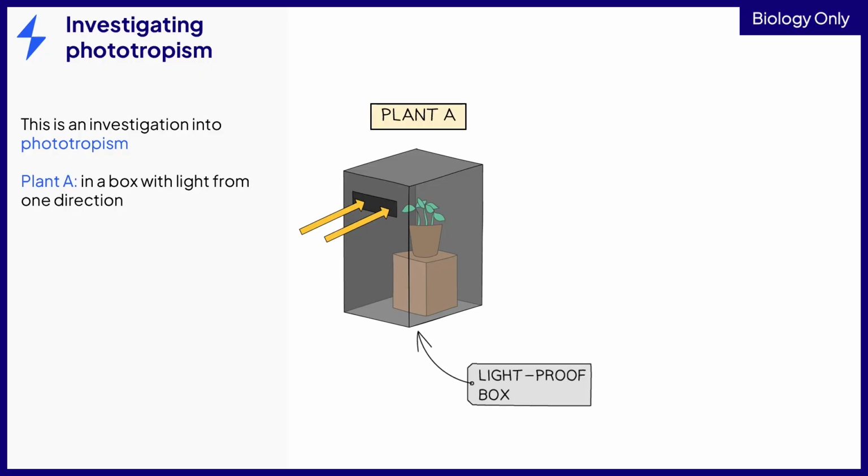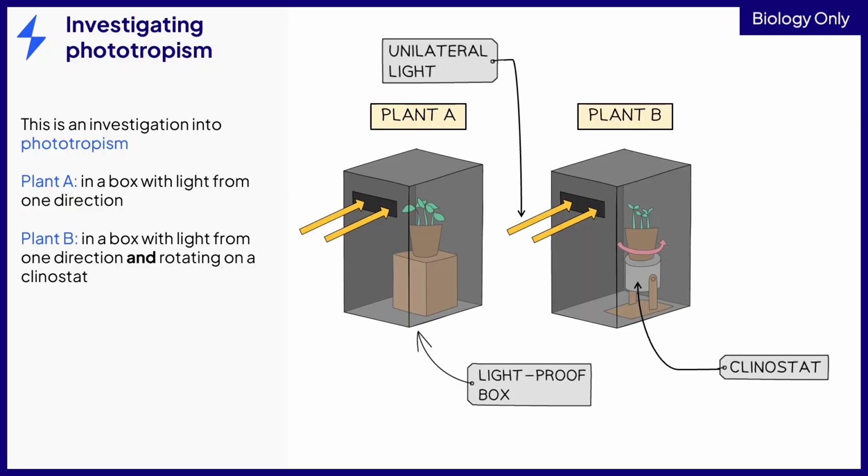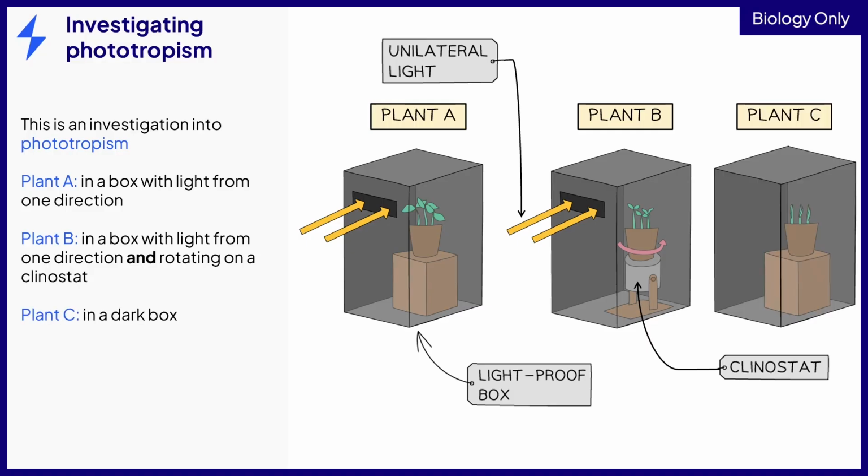We start with three identical plants set up in boxes. In the first of these boxes, a small slit is cut into one side, allowing light into the box from one direction. In the second box, the same slit is cut, but the plant is placed on a slowly rotating platform called a clinostat that causes different sides of the plant to be exposed to the light throughout the experiment. The final box is left totally in the dark as a control.